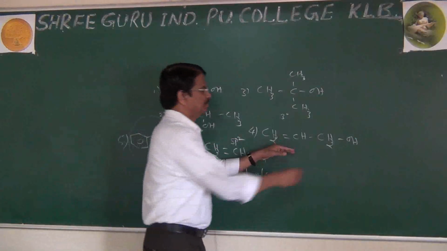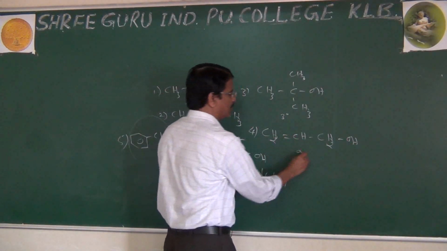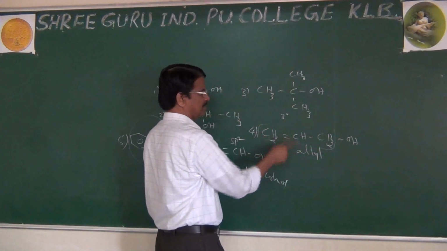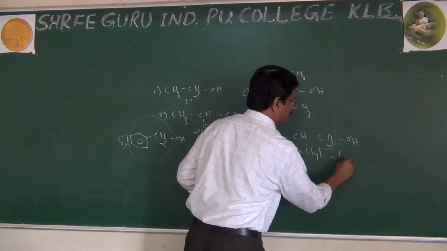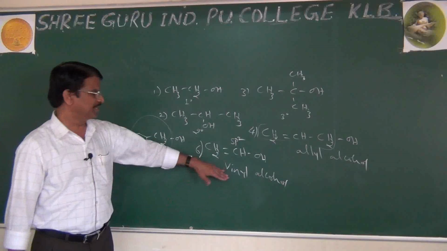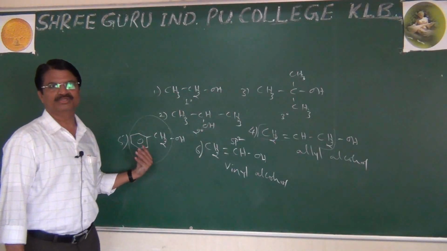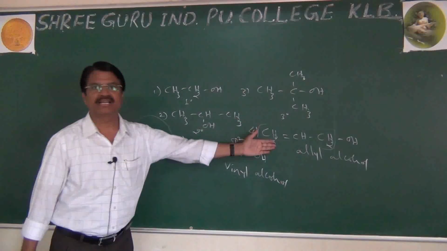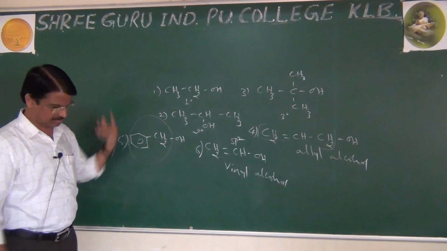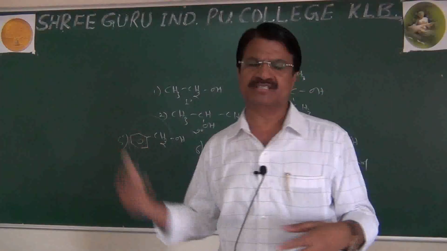Next, OH-CH2, then C=C: this group is named as allyl group, allyl alcohol. Vinyl alcohol, allyl alcohol, alkyl alcohol, benzyl alcohol. See here: vinyl alcohol, allyl alcohol, alkyl alcohol, benzyl alcohol. All these are covered with common names, IUPAC names, formulas, etc.